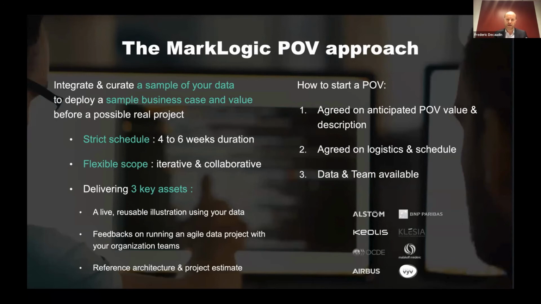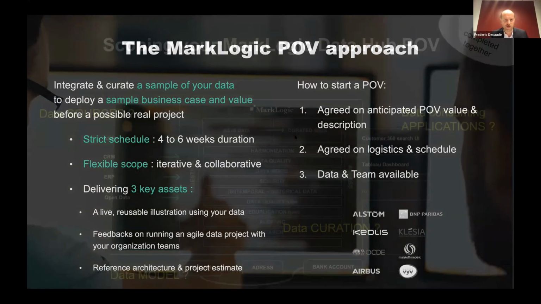And to start it, we need basically to agree, of course, on the first scope. So that means anticipating the POV value and the description of it, and what you expect to get from the POV and from MarkLogic, of course. We need to agree on all the logistics and on the schedules. Again, this is a very tight exercise, so we need to be agreed on that before, align with the team, and have the data and the team available, of course, before we start. And again, you have some examples here of some customers when we do it before going on a real project.